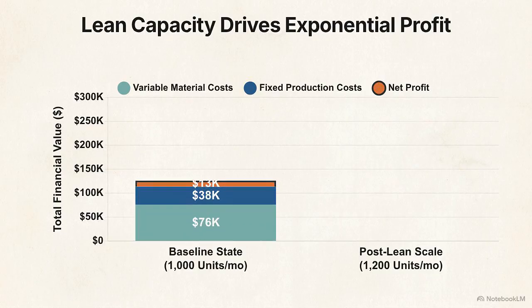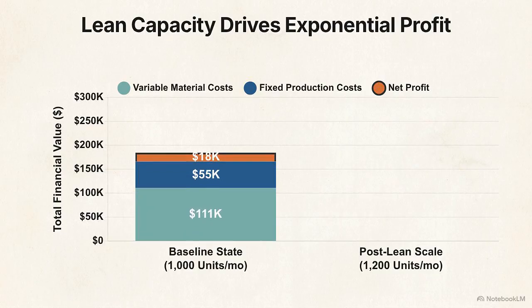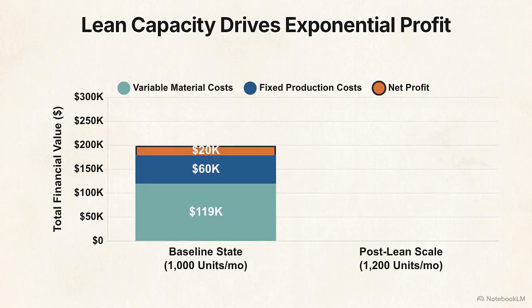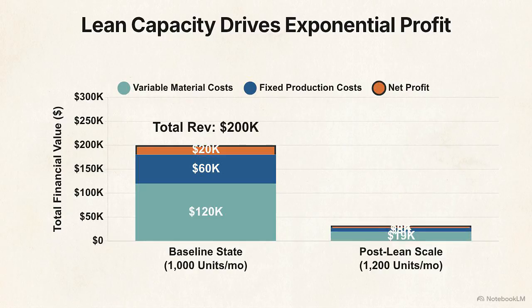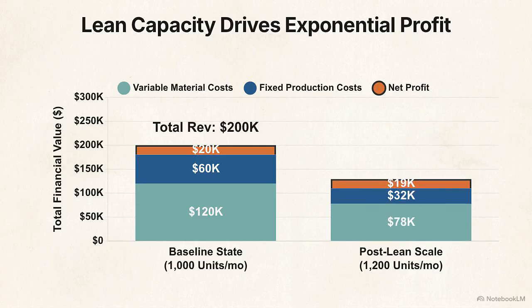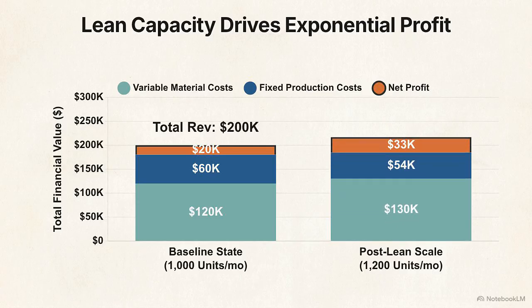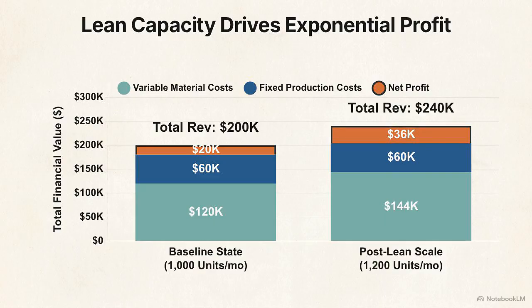Let's start with a baseline state for a value stream currently producing 1,000 units per month, selling at $200 each. That generates $200,000 in revenue. Deducting materials and fixed production costs leaves a 10% profit margin, or $20,000. Next, we introduce a lean intervention. Operations improves physical flow, reduces bottlenecks, and frees up 20% more capacity on the line. Management takes that freed capacity and actively deploys it to fulfill new orders, pushing sales volume to 1,200 units per month. The revenue scales linearly, increasing by 20% to $240,000.